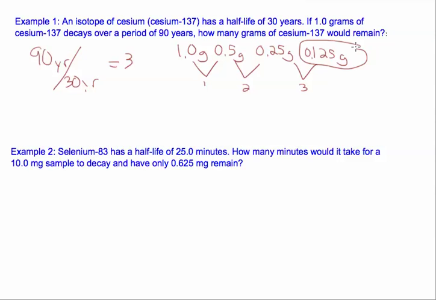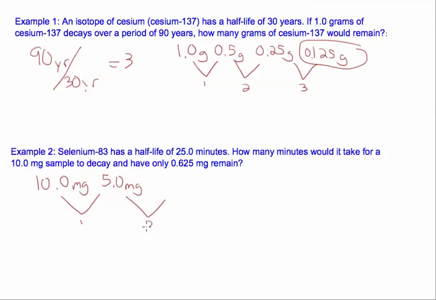Still, the first step is to find out how many half-lives have occurred, but instead of knowing how much time, we know how much is left. So we just have to see how many times we have to divide this in half to get our 0.625. So after 1 half-life, we have 5 milligrams.